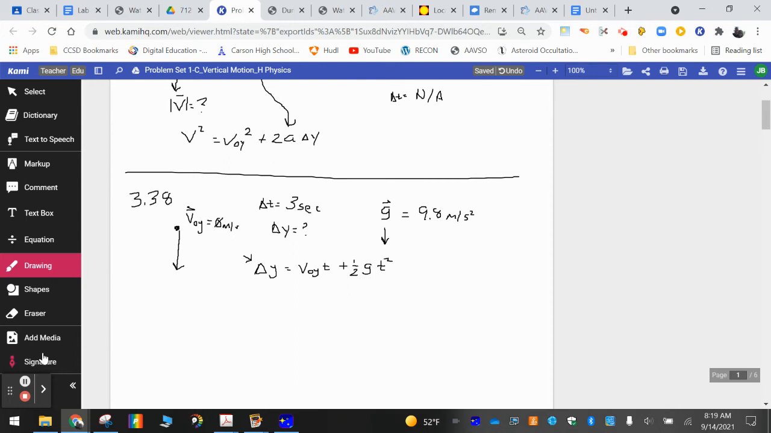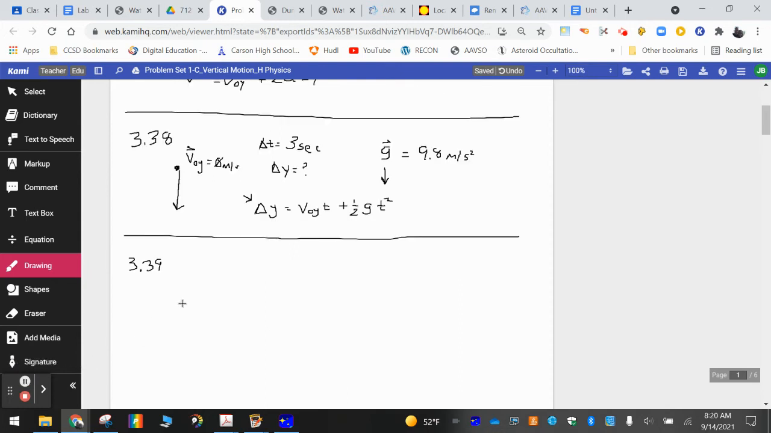Give that a shot. All right, 3.39. On 3.39 here, a ball is dropped from rest, free falling until it hits the ground with a speed of 20 meters per second.